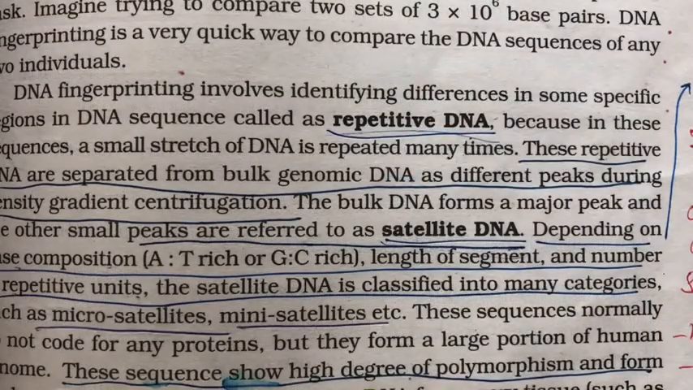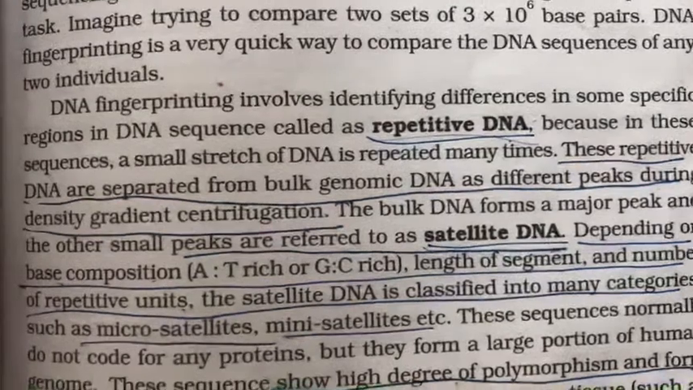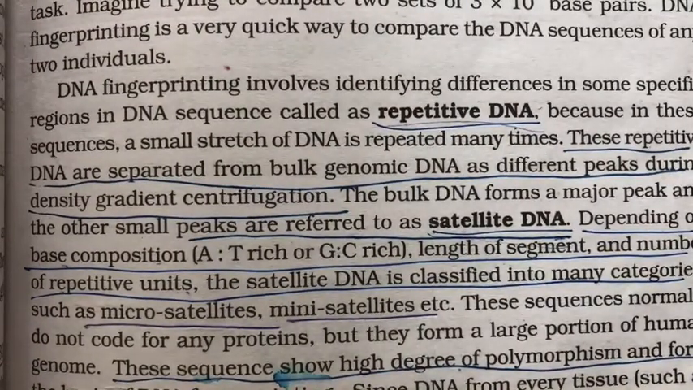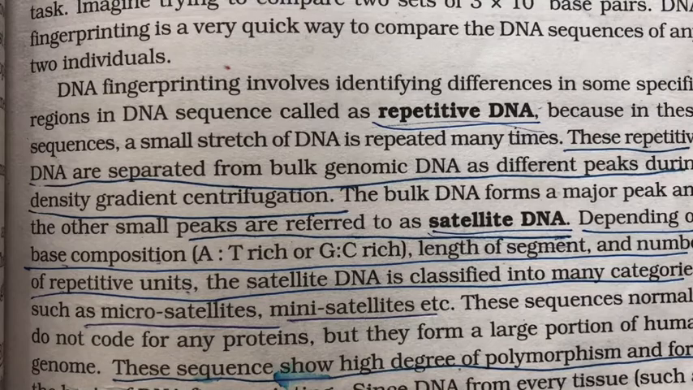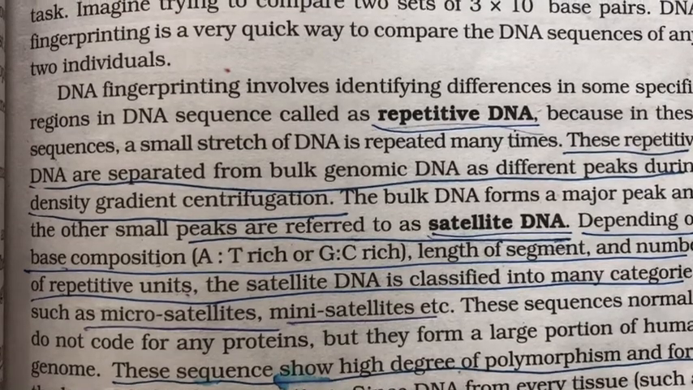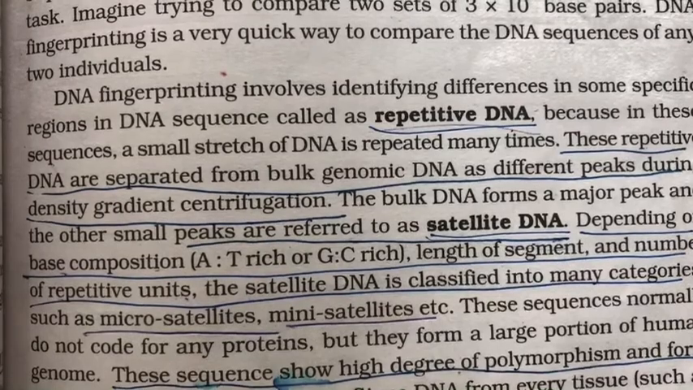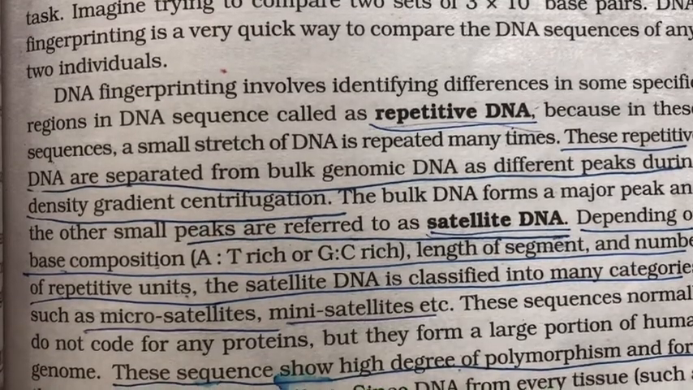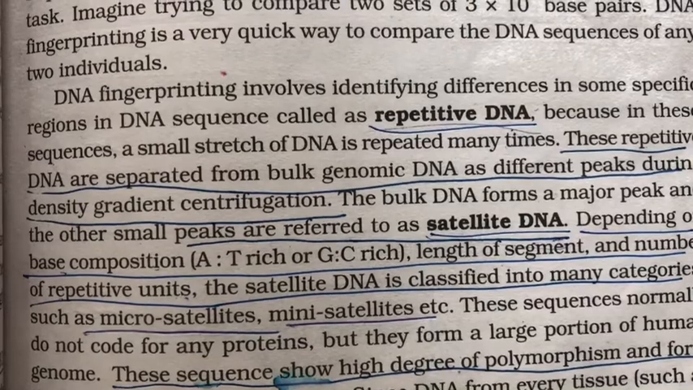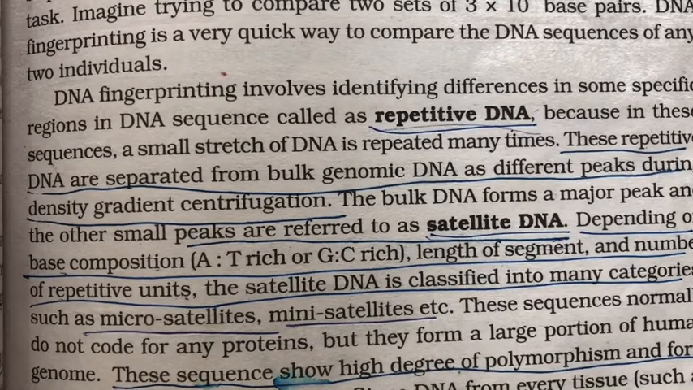Now, this whole process of decoding DNA and DNA fingerprinting requires some small sequences which are different in all of us, and these are called repetitive DNA. Because they are small stretches of DNA repeated many times, they are called repetitive DNA, and they are separated from the bulk DNA as different peaks during density gradient centrifugation, and the smaller peaks that are obtained are called satellite DNA. These are rich in A or T, G or C, and based on that they could be microsatellites or minisatellites. So there could be some small definition questions, and these are the ones.